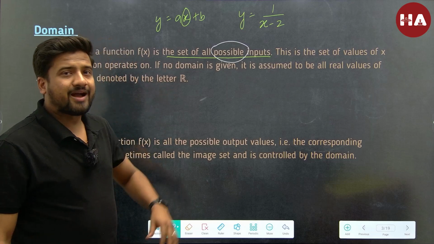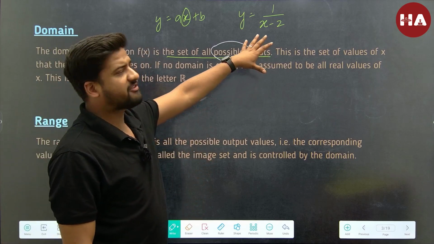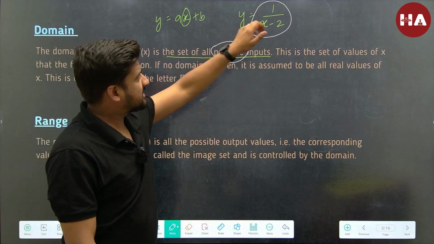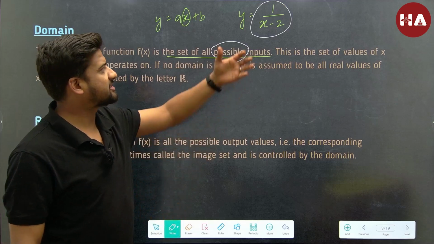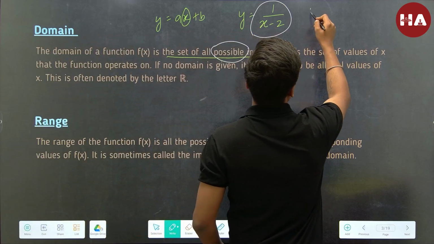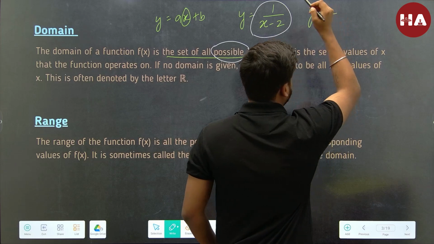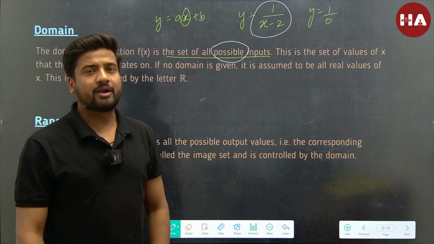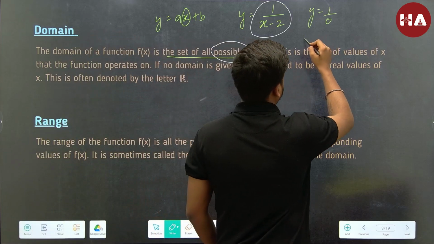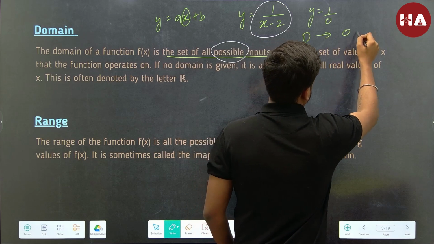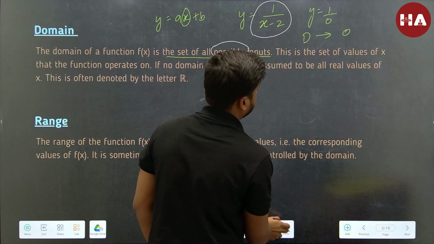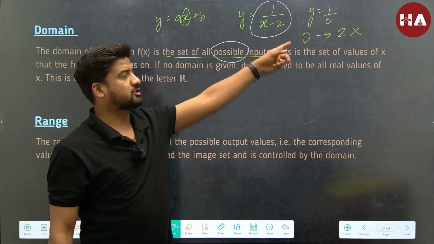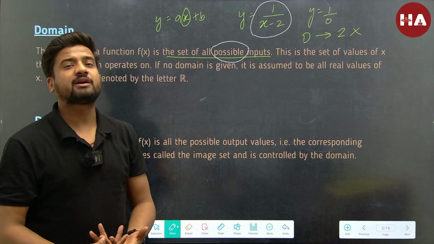Right now, I have to figure out for what value of x this function will be undefined. If I substitute x as 2, I'll be getting y as 1 over 0, which is not defined, or an undefined quantity. So I can say that my domain will not have 0 in it. Oh, sorry, will not have 2 in it. It can have any number other than 2. So that's how I will figure out the domain.